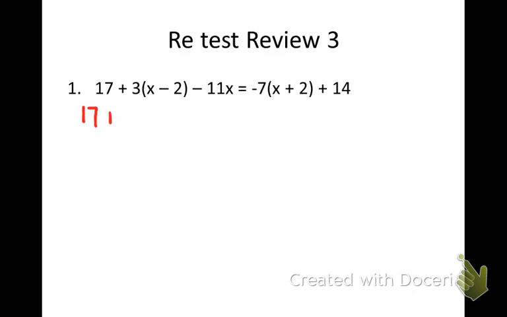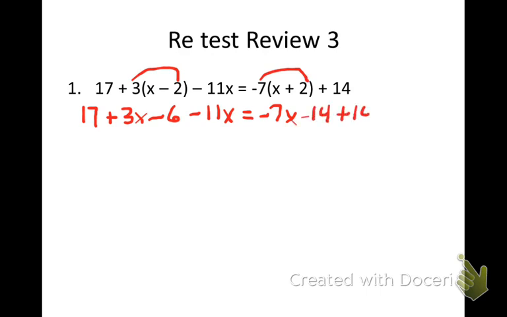So when I distribute this 3, I'm going to get plus 3x. 3 times negative 2 would be minus 6. Still have my minus 11x. Here I'm distributing a negative 7, so it's going to be negative 7x. Negative 7 times 2 would be negative 14 plus 14.